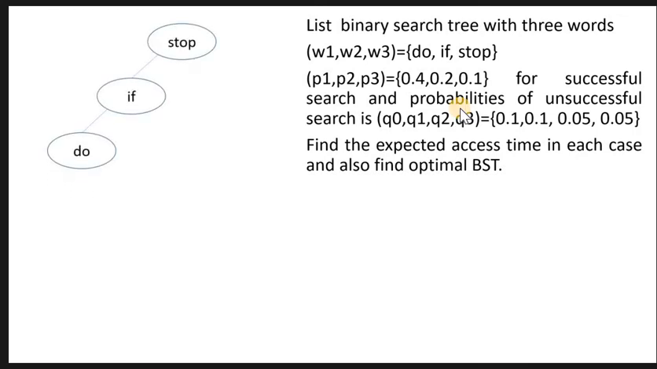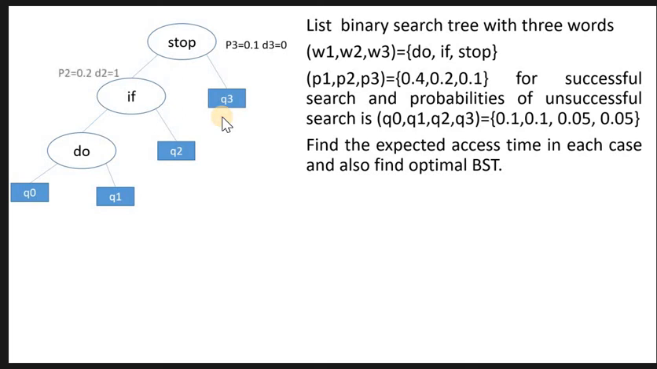So we'll consider the same binary search tree that we discussed previously. So first you start with the stop, then your second word, and finally the do. This is one combination of the nodes. Now in the given binary search tree, you have to add the failure nodes, in the form of squares. This square is indicating the failure nodes. So before do is Q0, between do and if is Q1, then between if and stop is Q2, and after stop is Q3. So you have to add the appropriate failure nodes in the binary search tree and also mention its probabilities.